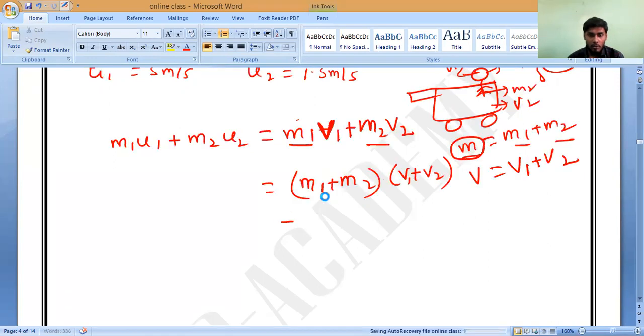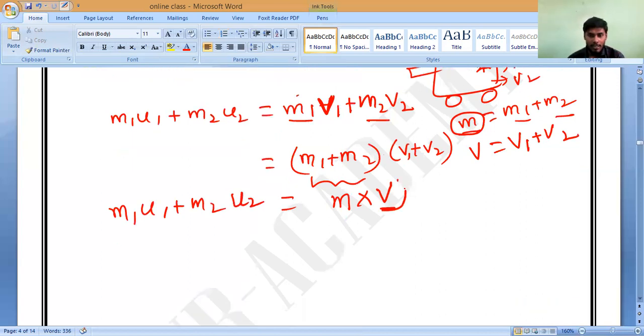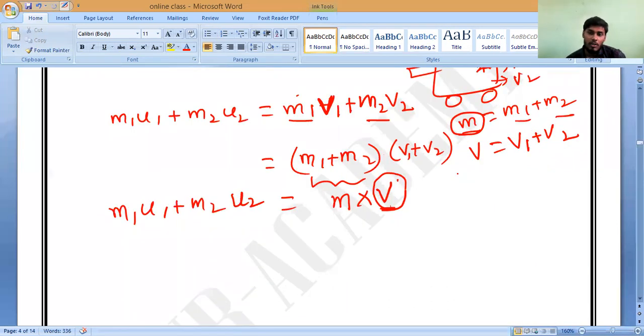So M1 plus M2 is equal to M, and V1 plus V2 is equal to V. So M V is equal to M1 U1 plus M2 U2. What are they asking? After jumping, what is the velocity they are asking? See the question: after jumping, what is their common velocity? So this V is equal to the common velocity.